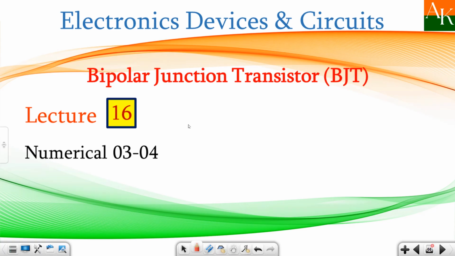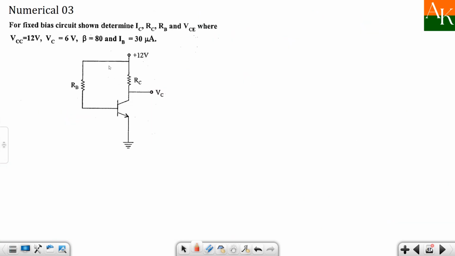Hello students, in this lecture we will see two more numericals based on fixed bias. So this is the first numerical. What they have mentioned? They have mentioned VCC, VC, beta and IB. And they are asking us to calculate collector current IC and the values of these two resistances. So the process is quite clear.